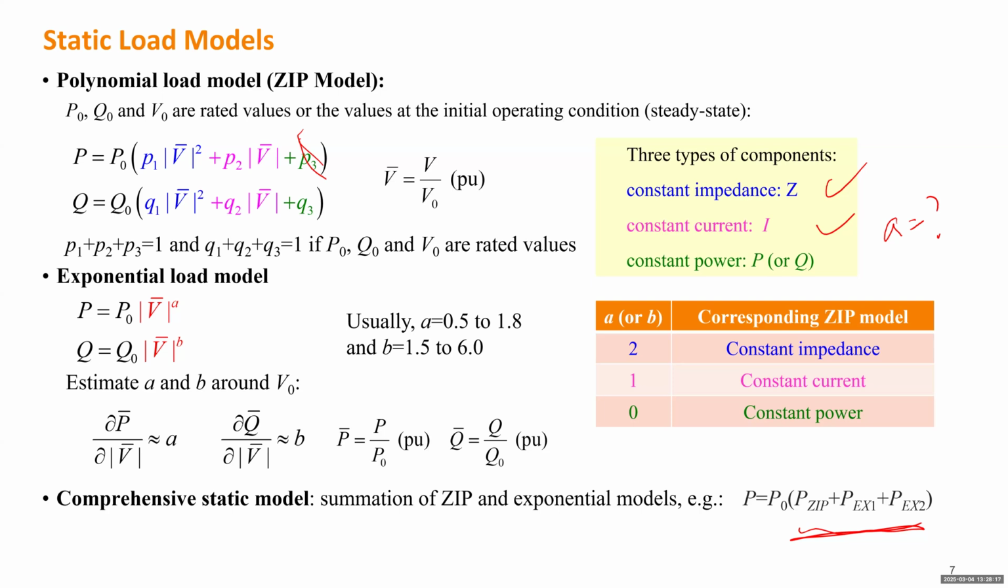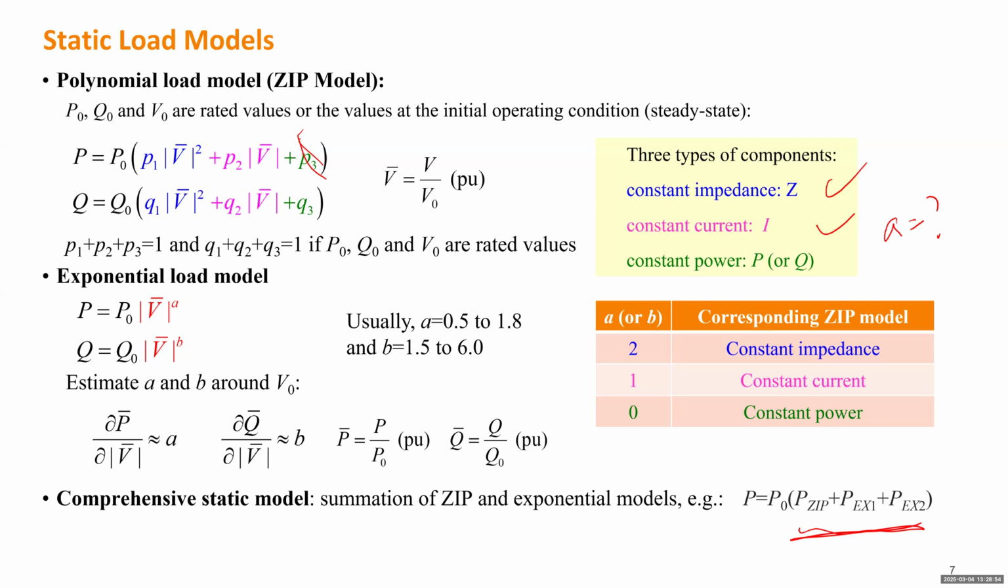For the ZIP component, you introduce 2 parameters at minimum. For the 2 exponential components, you also need another 2 parameters, 1 for each exponent. So finally, you have at least 4 parameters to characterize this load model, which can give you a better representation. For the exponential load model, we are trying to find A and B. P0 and Q0 we already know; those are the base values.